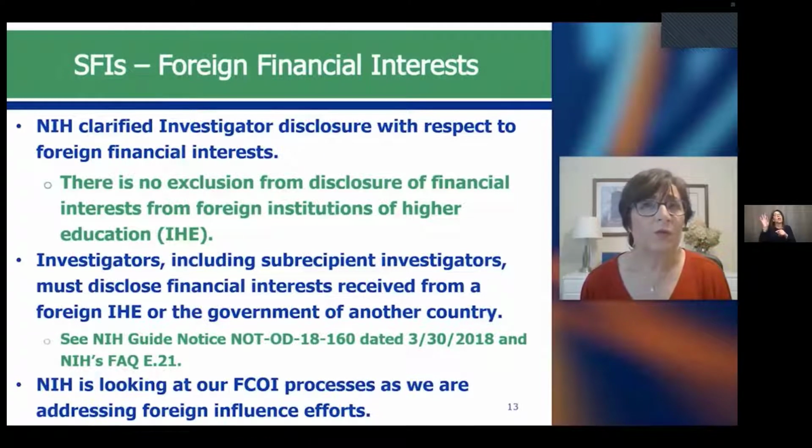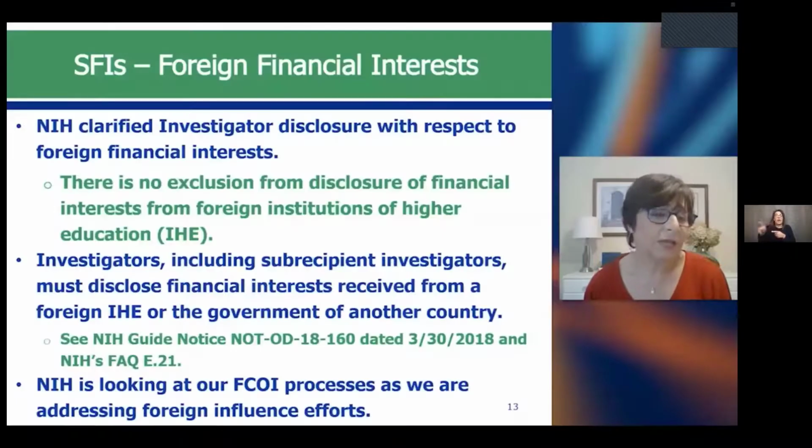And basically what we wanted to emphasize or clarify is that there is no exclusion from disclosure of financial interests from foreign institutions of higher education. So if I work for a foreign university and I get additional resources or income from another foreign institution of higher education, I would be required to disclose that to my foreign university that I work for. NIH is looking at our FCOI processes as we are addressing foreign influence efforts.